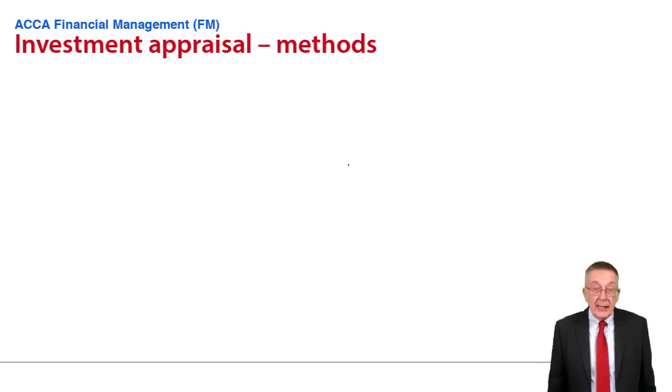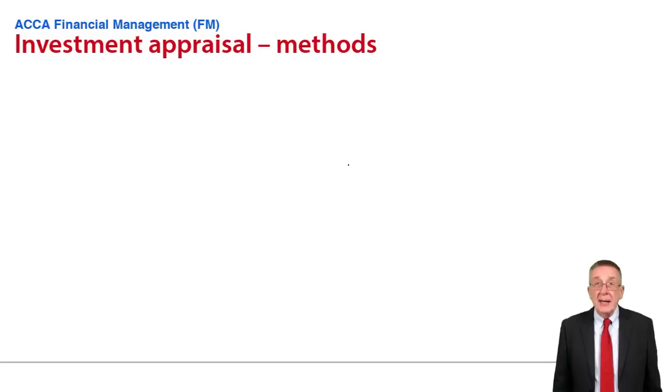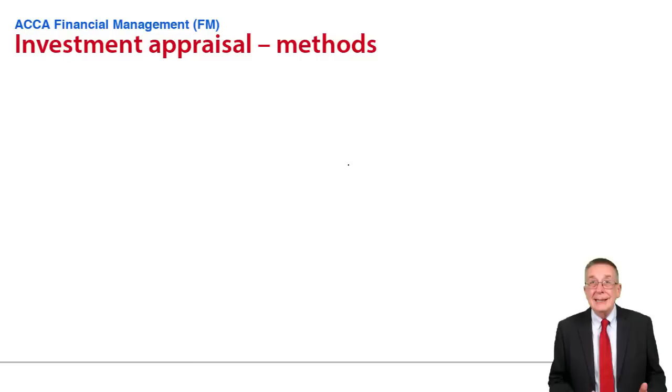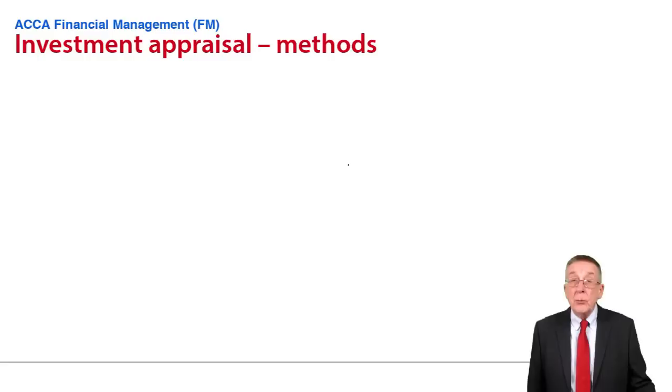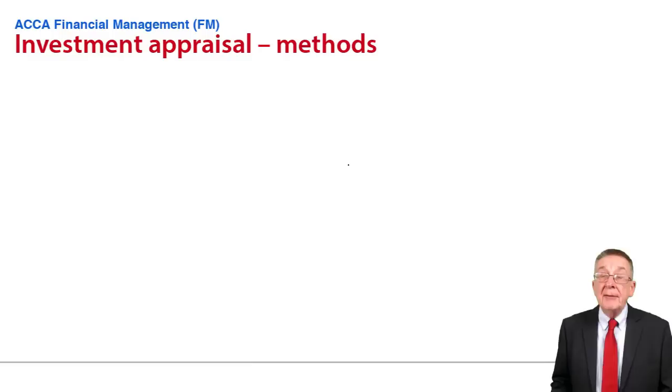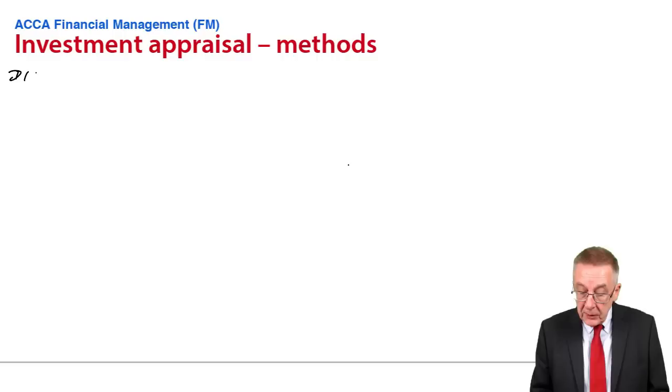If you didn't do paper F2, or if you've forgotten it, and there's anything that you're at all unsure about, because I'm doing this chapter reasonably quickly, then go to the paper F2 lectures and watch there, where I talk a lot more about why we're doing it than I'm going to here. Anyway, let's make a start. As I say, by far the most important technique is discounted cash flow or net present values.